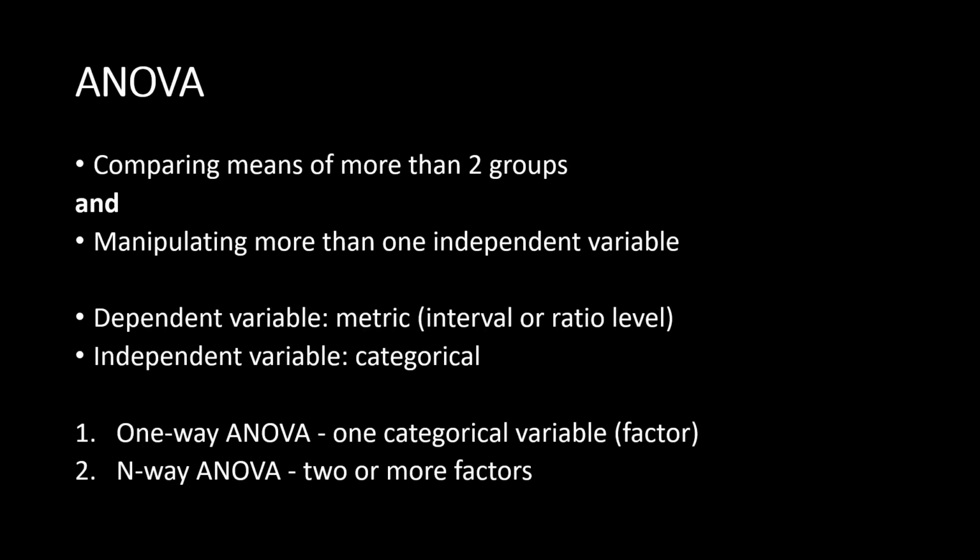In this tutorial we will focus on one-way ANOVA, and then there will be a separate one on the n-way ANOVA. The null hypothesis for the one-way ANOVA is typically that all means are equal. Let's have a look at the example we will use.